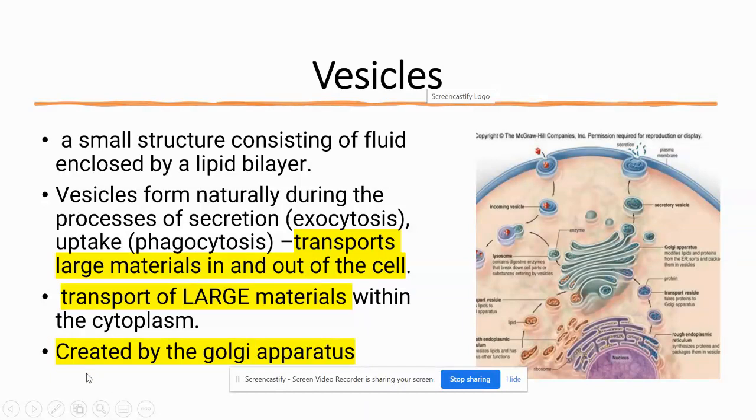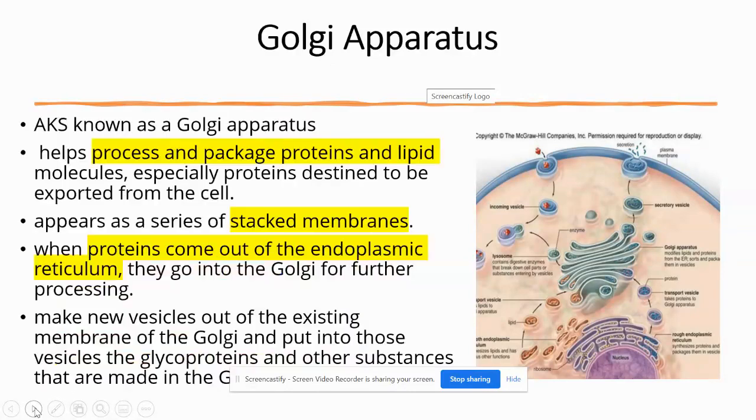So they form naturally during secretion through exocytosis, uptake through phagocytosis, and they transport large materials. If we have a large quantity or something very big that is getting into the cell, needing to go into the cytoplasm. They're created by the Golgi apparatus, and again, that lipid bilayer is the same as the cell membrane, which is why it can fuse with it, like you see in this image.